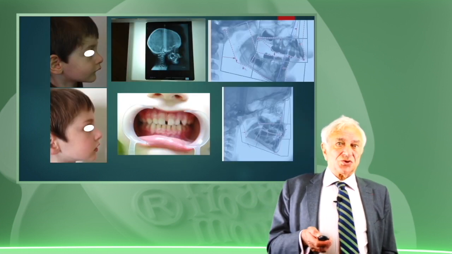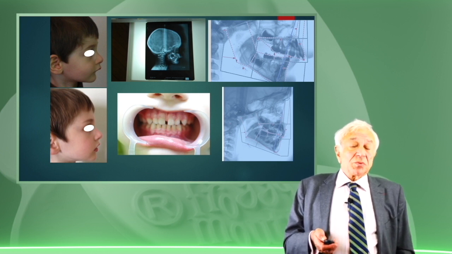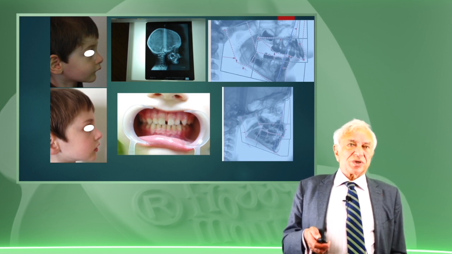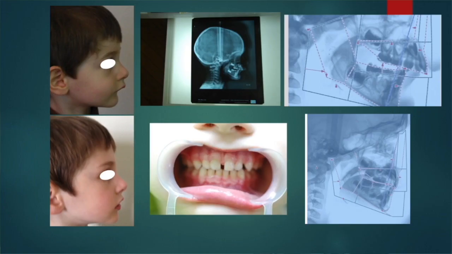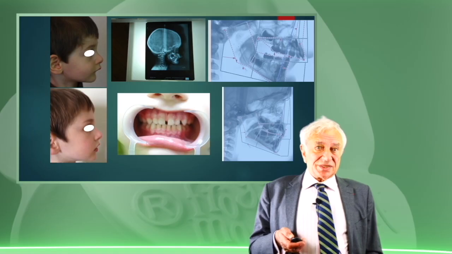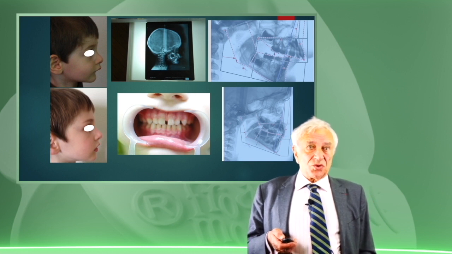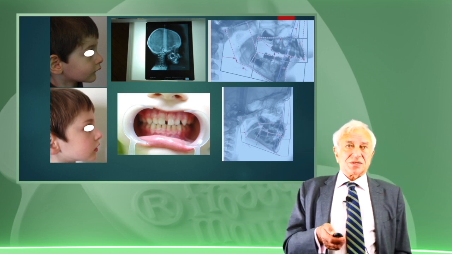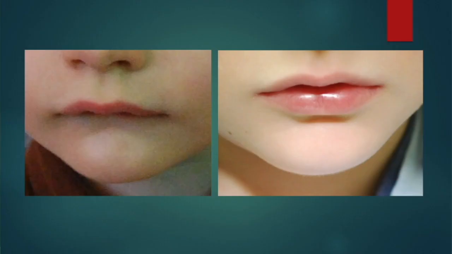It's class 2, very important class 2, and we must not say, oh, it's too difficult, it's genetic, so we will practice surgery when he is 15 or 16. We can stimulate the growth of the lower jaw, and you can see before 6 years old the overjet was completely corrected. And you can see from the beginning to the end the modification of the lip posture.